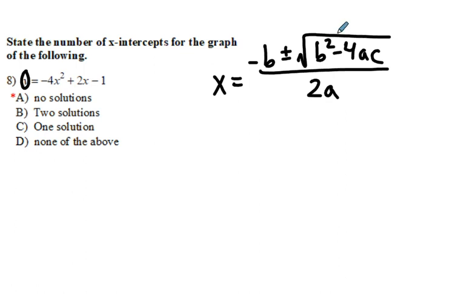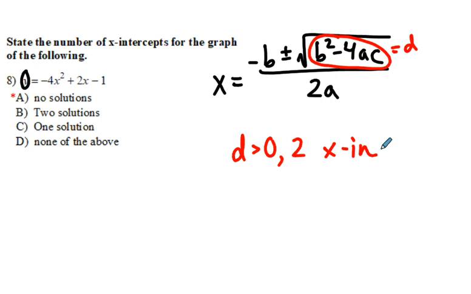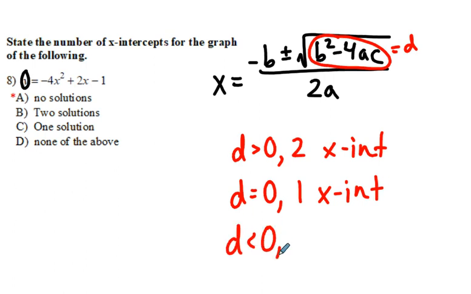The important part about this in terms of the number of x-intercepts is this value. If that value is positive, you can take the square root of positive numbers. So if I call this d for discriminant, if d is greater than 0, we are going to have 2 x-intercepts. Because I can take the square root of positive numbers, I get 2 answers. If that discriminant is equal to 0, the square root of 0 is just 0, and I only get 1 x-intercept. There's no such thing as plus or minus. If that discriminant is negative, I cannot take the square root of negative numbers, so I get 0 x-intercepts. So I need to find what this one is.